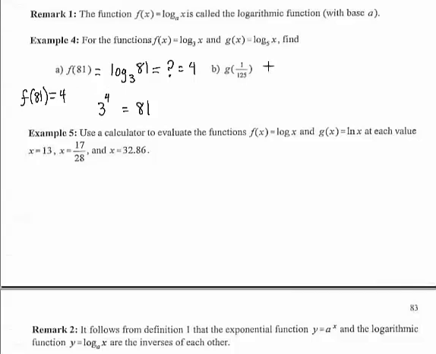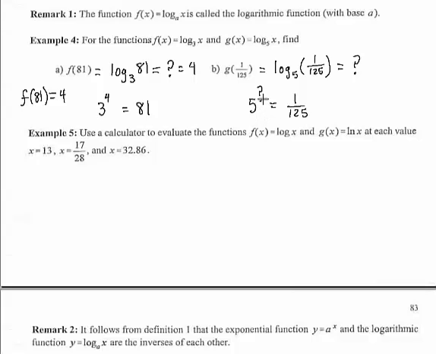G of 1 over 125 would be log with a base of 5, 1 over 125. If we rewrite this in exponential form, we have 5. We don't know what the exponent is. Log equals the exponent. That's what we're trying to calculate. So we don't know what to raise the 5 to yet. So 5 to some number equals 1 over 125.